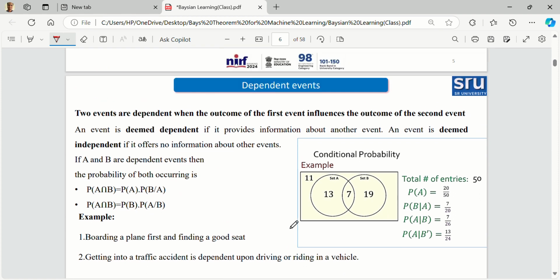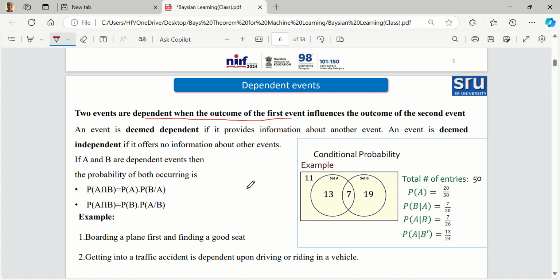Dependent events: A depends on B. Two events are dependent when the outcome of the first event influences the outcome of the second event. An event is deemed dependent if it provides information about another event. An event is deemed independent if it offers no information about the other event.